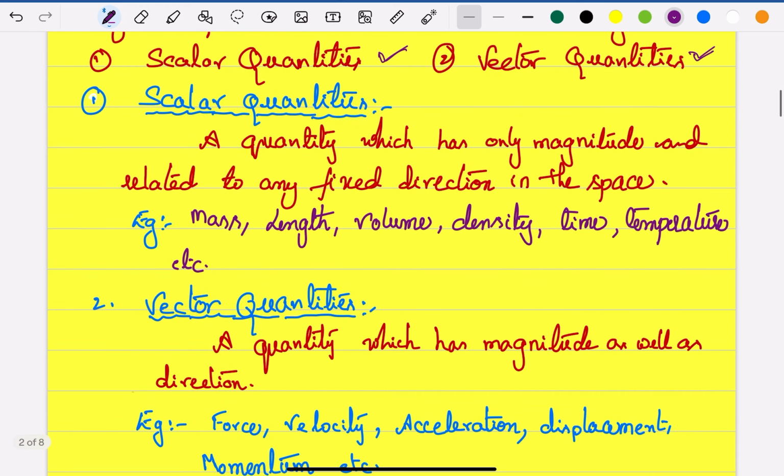Scalar quantities: a quantity which has only magnitude is called a scalar quantity. That magnitude is not related to any fixed point or fixed direction in space. Examples: mass, length, volume, density, time, temperature, etc. These are the examples of scalar quantities.